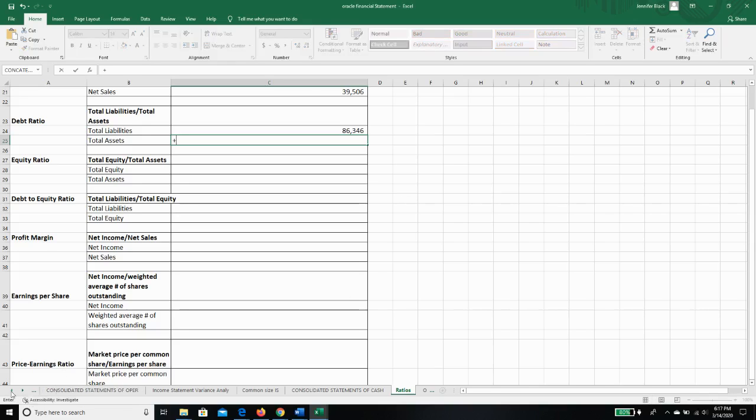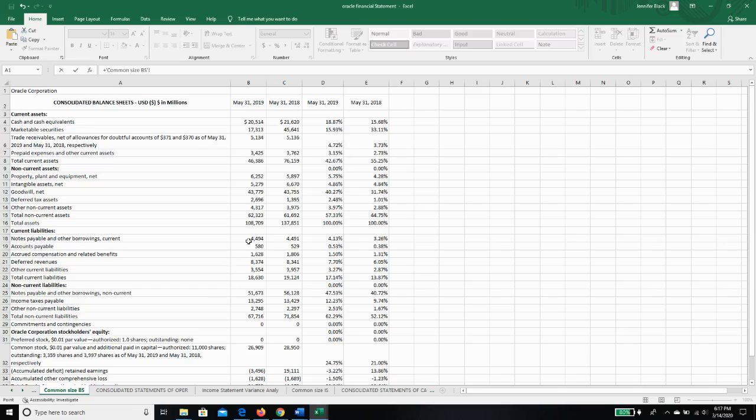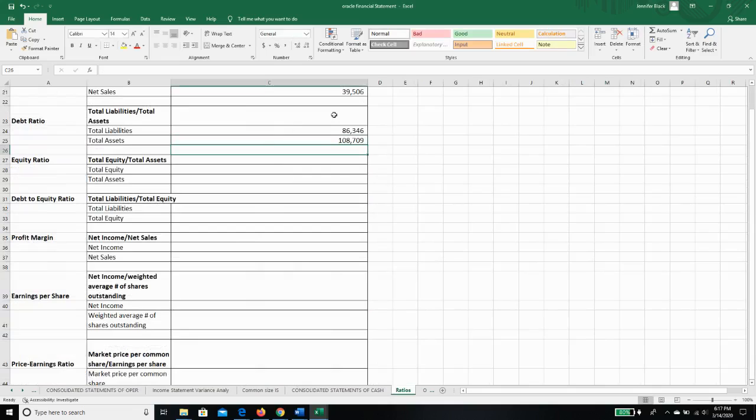We also need our total assets. So back to our balance sheet. And our total assets are down here. Make sure you don't just grab current assets. You need total assets, current and non-current. For us, that's 108,709. And then we just take our total liabilities, divide by our total assets, and that gives us our debt ratio.